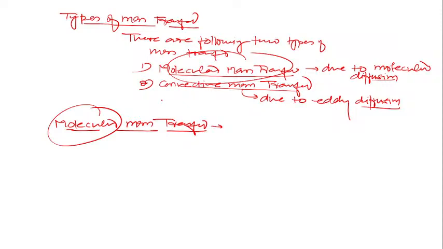As I told you, molecular mass transfer is due to molecular diffusion. Then what is molecular diffusion? First of all, what is the difference between mass transfer and molecular diffusion? There is always some confusion. Molecular diffusion is simply the movement of molecules through a substance by virtue of their thermal energies. If in a room some gas particles are moving randomly, this random movement of the molecules is called molecular diffusion.